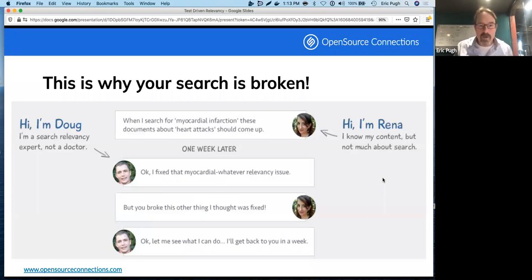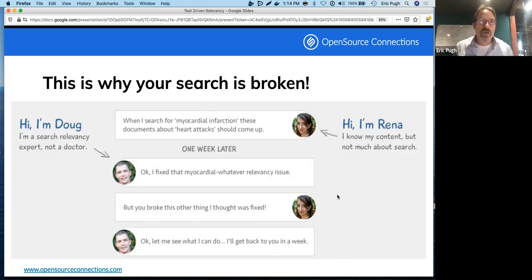This is the tool that I'm going to show you, Cupid, was actually literally inspired by this conversation. My colleague, Doug, was working on a medical search project. And they had a content person, Rena, who really understood the data, really understood taxonomies, really understood what should be searched for, right? So here's Rena, and she's saying, if I search for myocardial infarction, then obviously documents about heart attacks should come up.